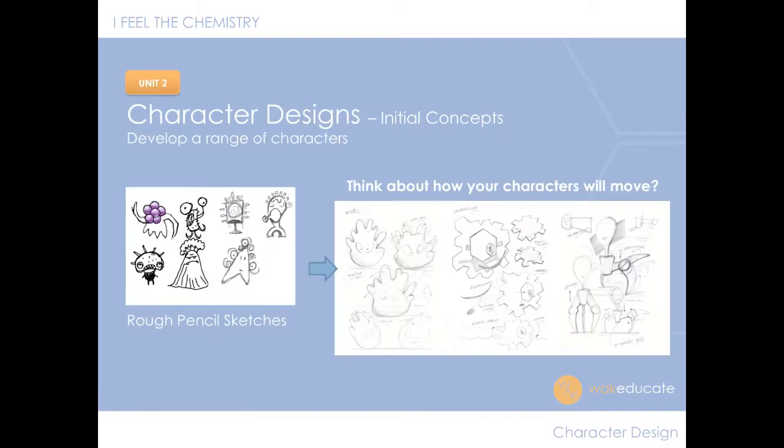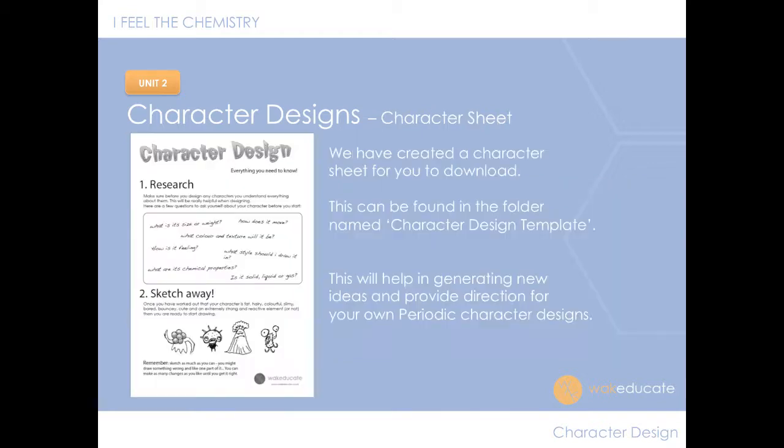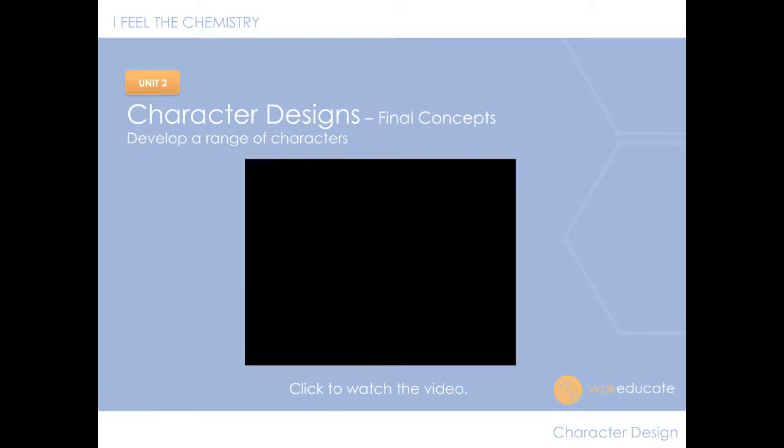So for Unit 2, the character designs initial concept. So we've just roughed out some pencil sketches of some characters. We've thought about how the characters may move. We've also created a character sheet for you to download. This can be found in the folder named Character Design Template. Hopefully this will help in generating new ideas and providing direction for you to create your own periodic character.